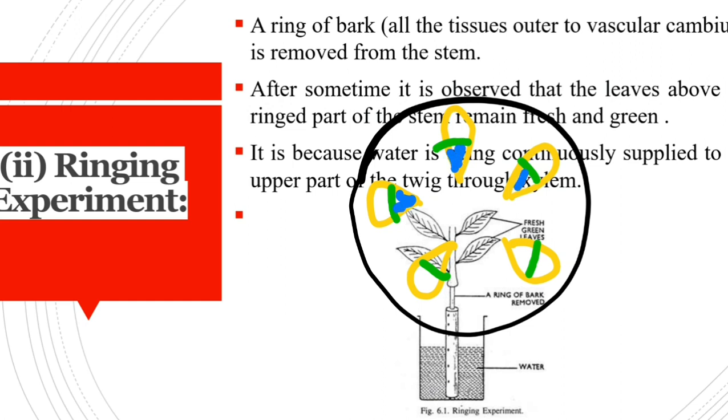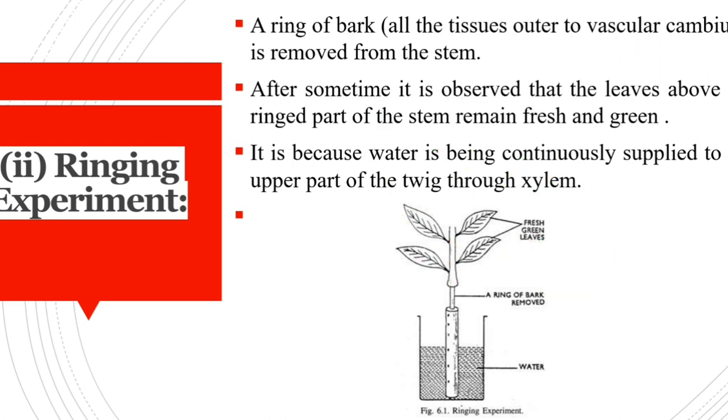These blue parts are xylem and these parts are phloem. So when you remove everything that is present outside the vascular cambium, you remove the phloem part, the cortex, pericycle, endodermis and epidermis, and only the xylem is present. The water movement occurs through that xylem, and the upper part remains fresh and green because water is continuously supplied to the upper part of the twig through xylem.